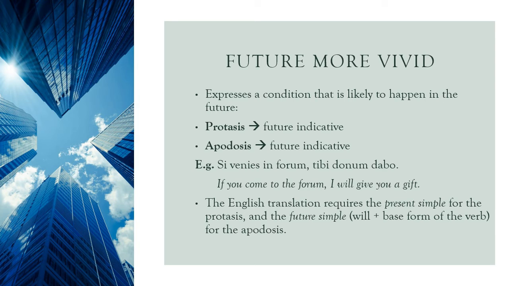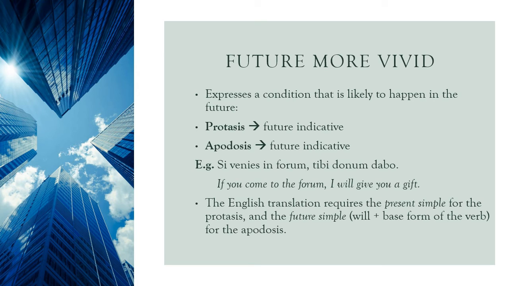So, for example, let us take the sentence that we used at the beginning. If you study hard, you will get a good grade. And this is one example, because if you study hard, it is likely that you get a good grade. So in the protasis you find the future indicative, as well as in the apodosis, in which you find the future indicative as well. This is why, for example, in Italian grammars, when you study the future more vivid in Latin, you will also find the term double future, because you use the future indicative both for the protasis and the apodosis.